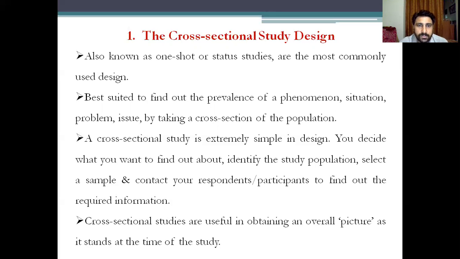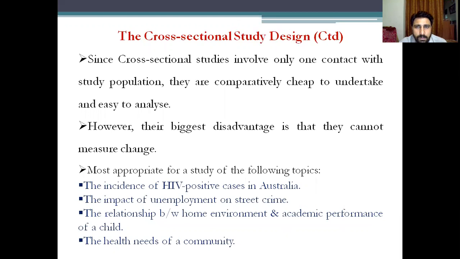You decide what you want to find out, identify the study population, select the sample, contact your respondents or participants, and find out the required information. That's one way. Another way: you decide what you want to find out, then you identify the study population, then you collect the samples from the study population, and then you note down your findings and observations. They are all very helpful in obtaining an overall picture as it stands at the time of the study. The cross-sectional study involves only one contact with the study population.